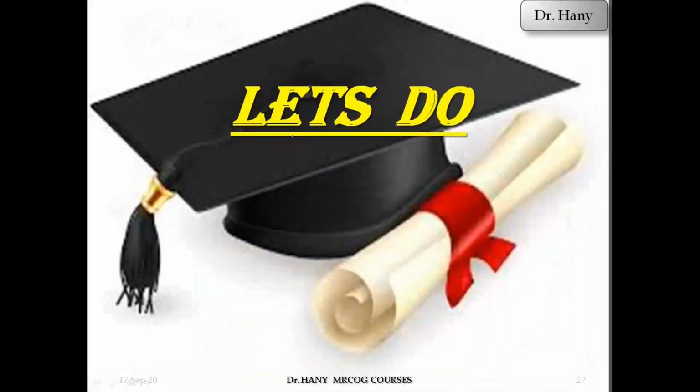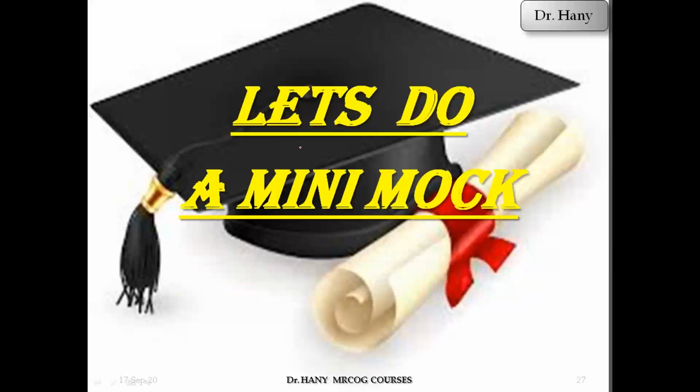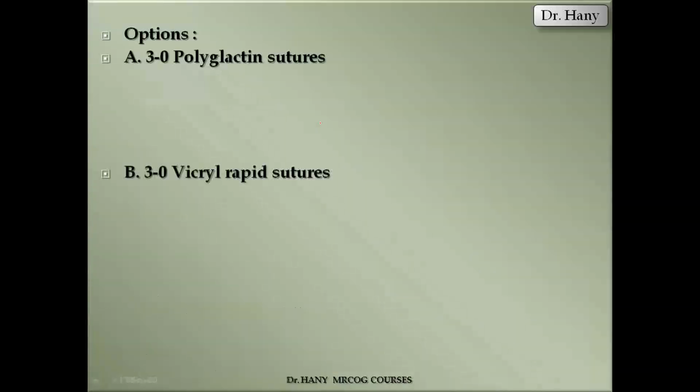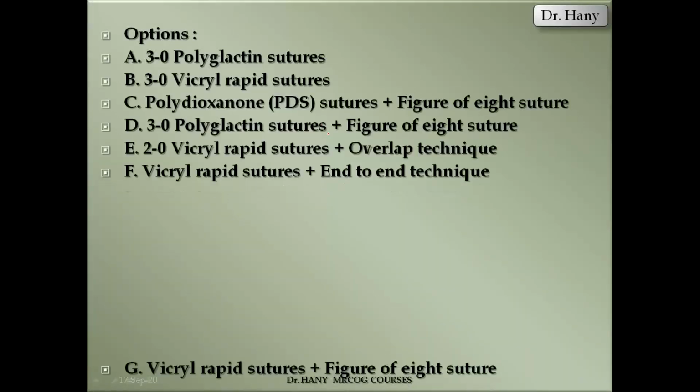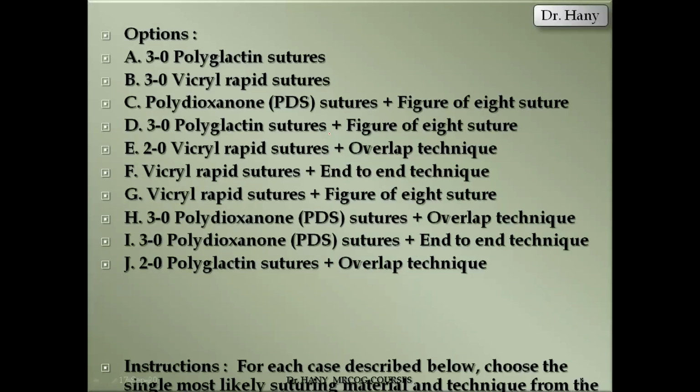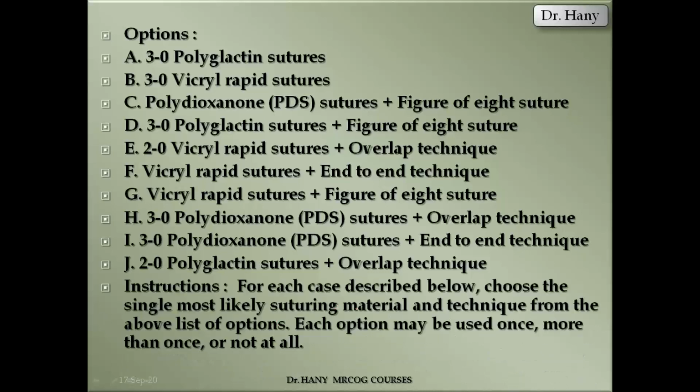Let's do a mini mock, a practice question: how to answer and how to choose. A lot of options, as we discussed. I will not read. I will go directly for the heading: what the RCOG needs from me. For this case, choose the most likely suture material and technique. So I gave you the evidence-based answer now. No overlap, except in what? Complete external anal sphincter tear.